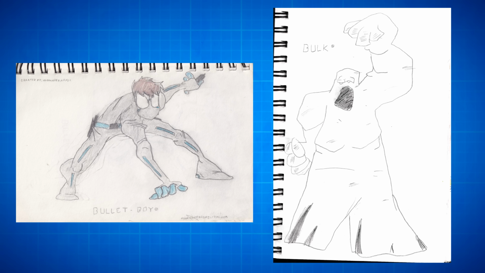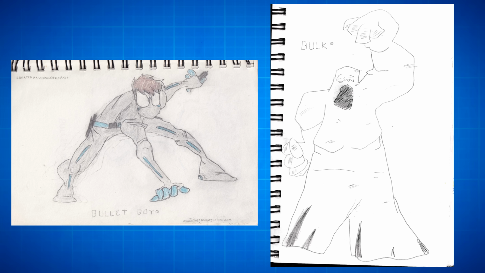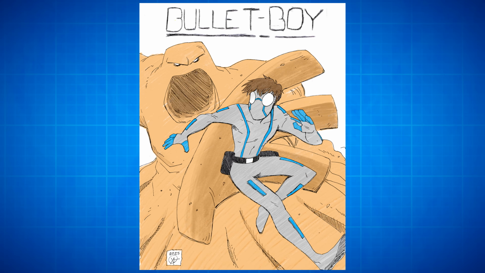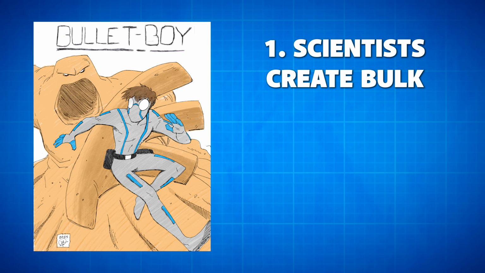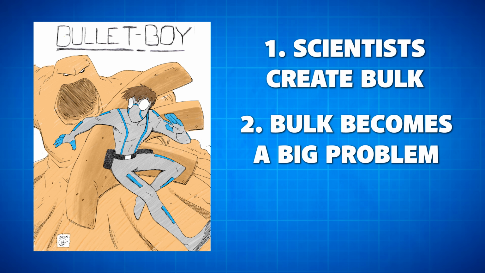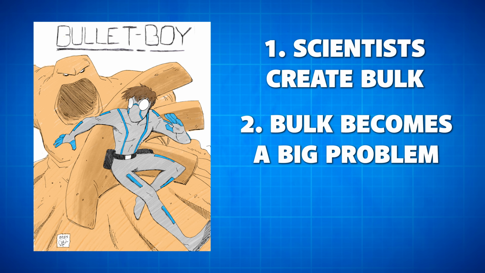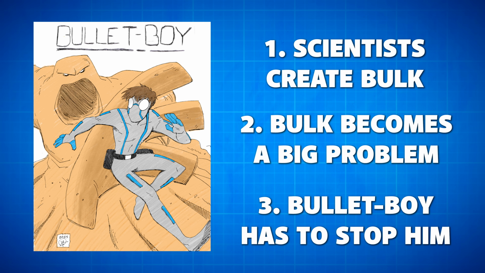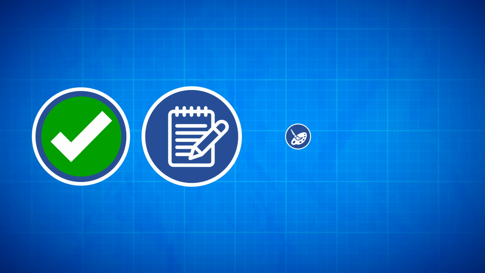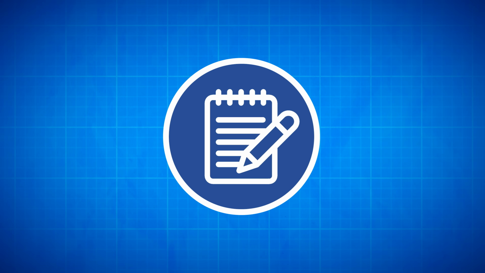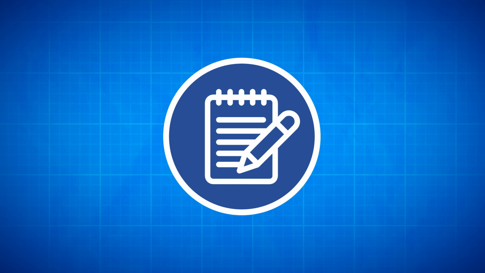Now, of course, it's impossible to know exactly the kind of Bullet Boy comic I would have made back when I wrote this, but if I had to guess, it would go something like this. Scientists at the clay factory accidentally create Bulk. He breaks out of the factory, wreaks havoc on the city, and finally, Bullet Boy would have to save the day. And now that we have a pretty good idea of where I would have gone with this story, we can finally start writing the issue, the first in many steps of building this comic from scratch.